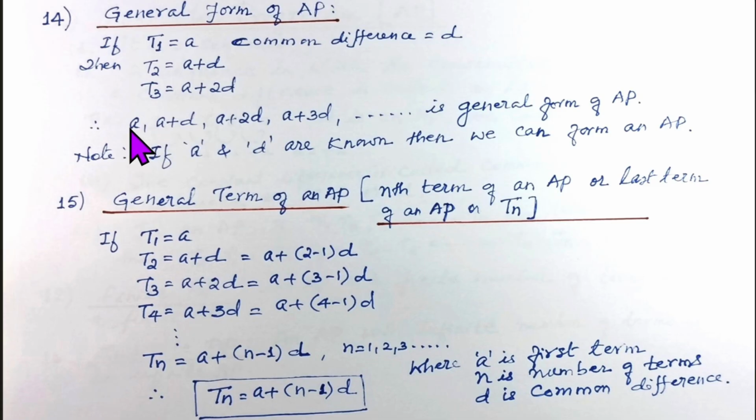Therefore the general form of AP is A, A plus D, A plus 2D, A plus 3D, and so on. The general form of AP is T1, T2, T3, T4 and so on. So here we have T1 as A, T2 as A plus D, T3 as A plus 2D, and T4 as A plus 3D and so on. That is the general form of AP. Remember, if A and D are known to us, then we can form an AP. That means if you are given A and D, that is, the first term and the common difference, we can form an AP, or we can find out the terms of the AP.